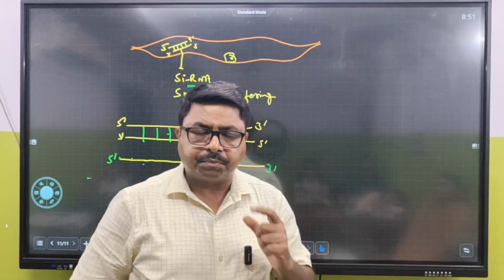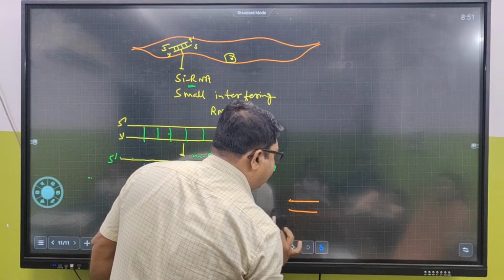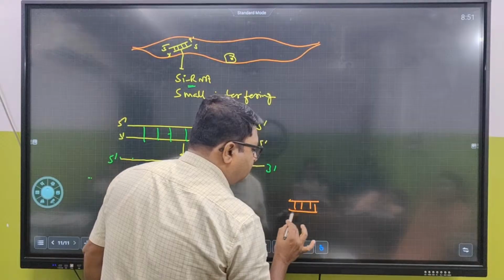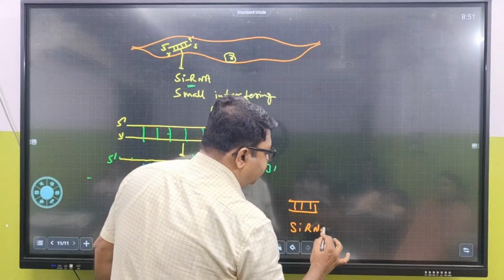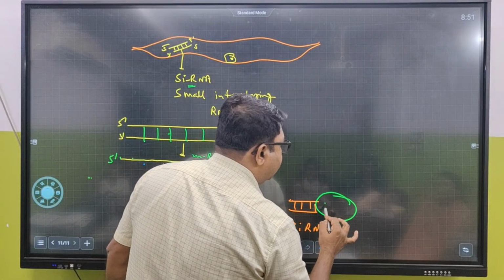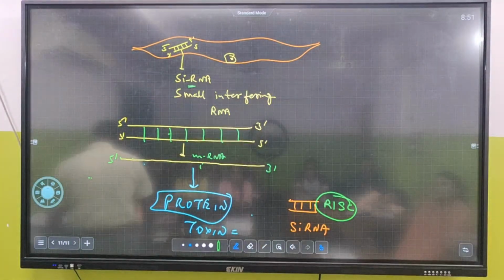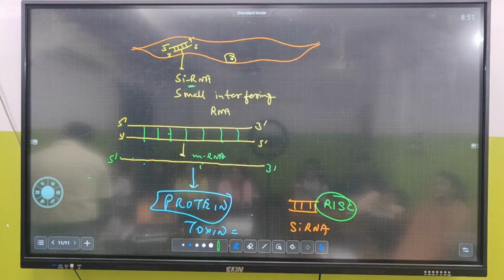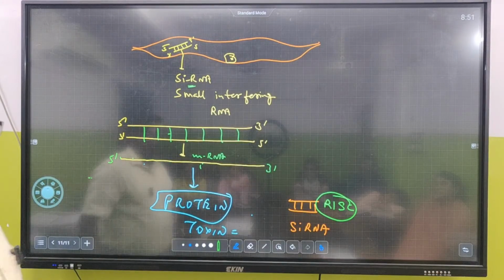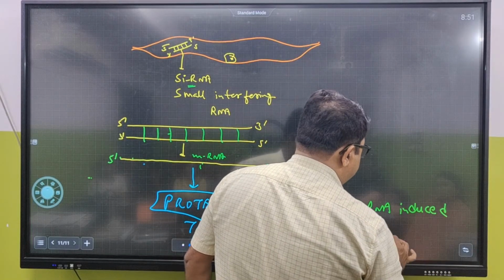What is going to happen? See, this small siRNA, this is siRNA. This siRNA is going to bind with another complex called RISC. What is its name? RISC. And what is the full form of RISC? RNA induced silencing complex. RISC.